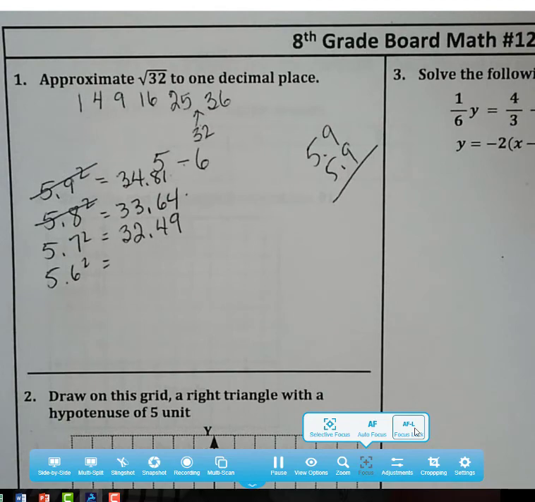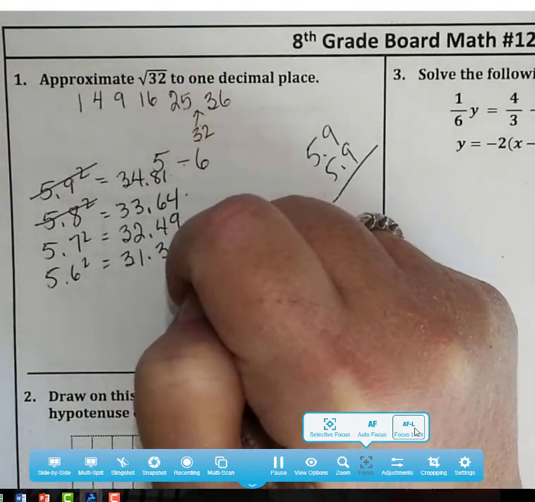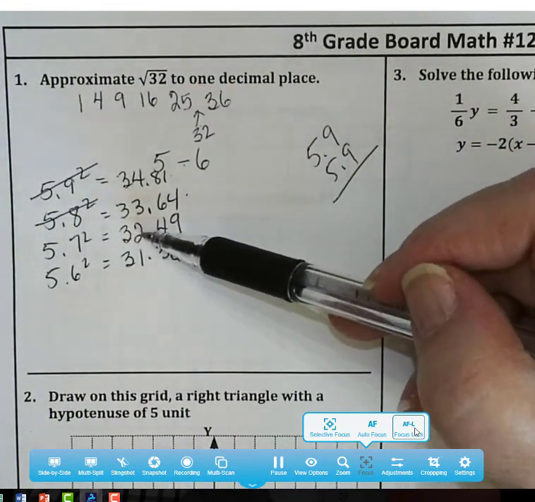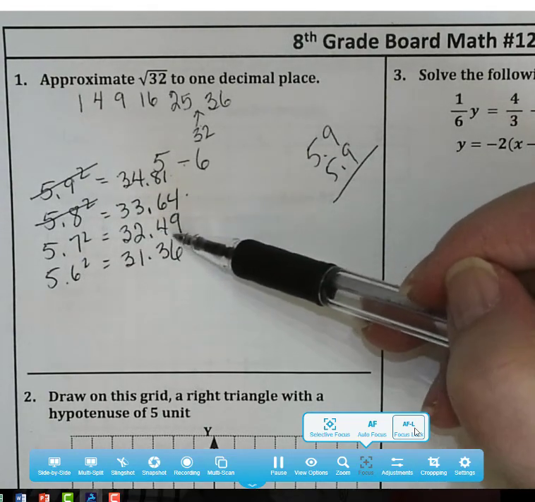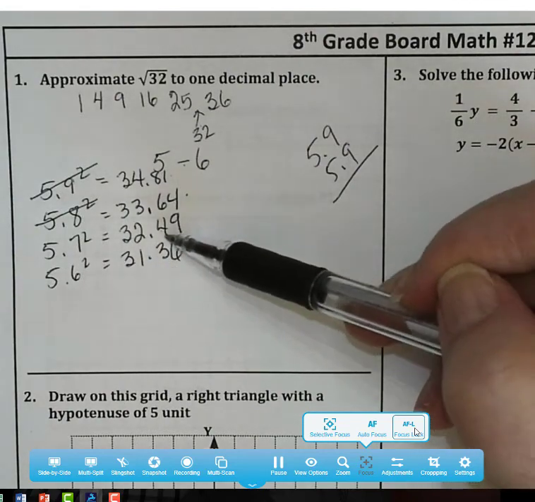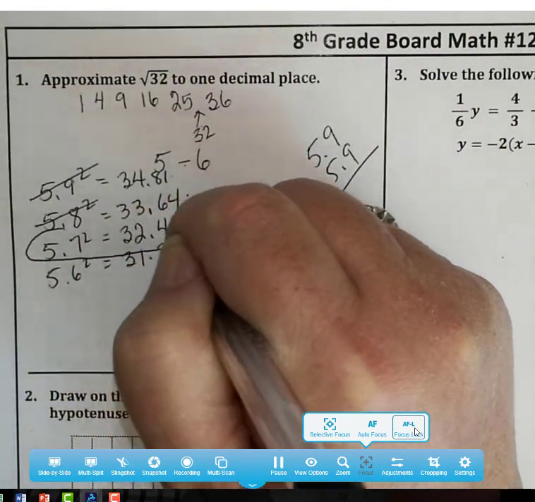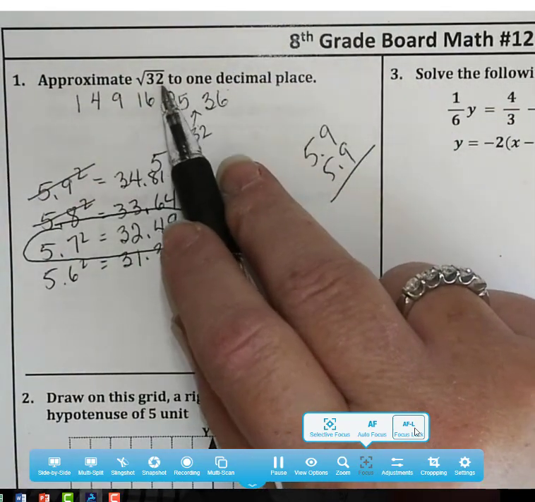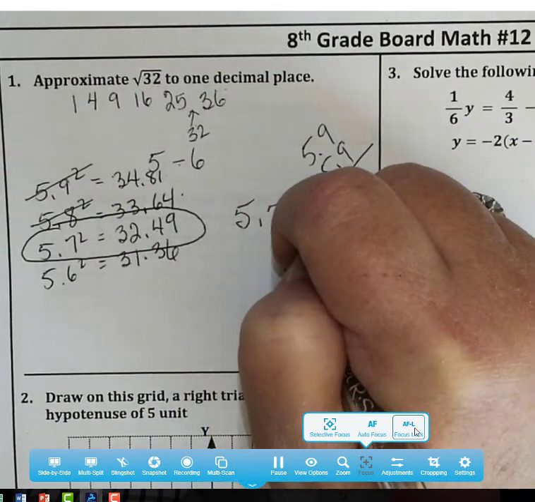And 5.6 squared is 31.36. Okay, so this is really close to 32.5. So this is a half away from this, and this is more than a half away. So this is actually closer. So if it asks us to approximate the square root of 32 to 1 decimal place, we would say it's 5.7.